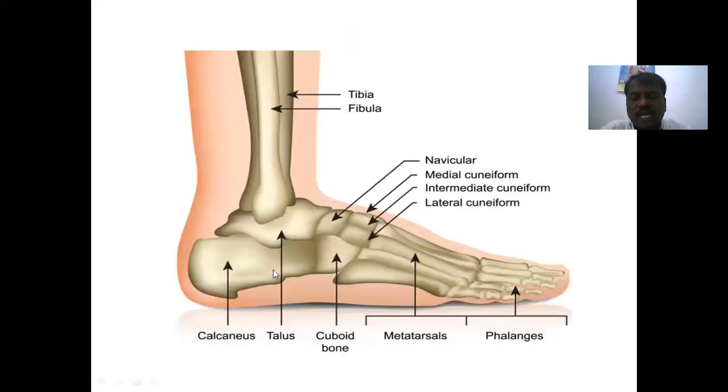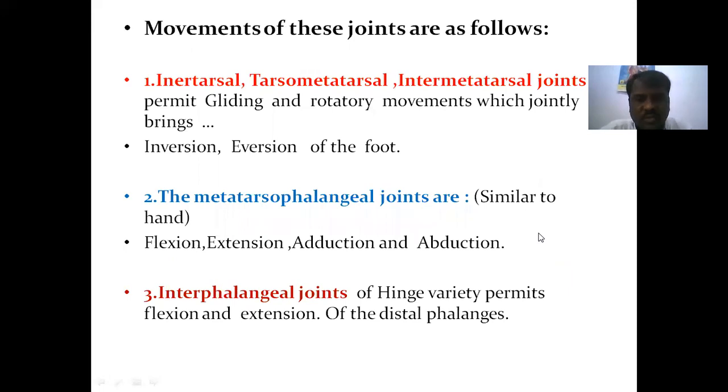See, this is the calcaneum, talus, navicular, cuboid, three cuneiform bones, five metatarsals, 14 phalanges. Movements of the joints are as follows. The intertarsal, tarso-metatarsal, and intermetatarsal joints permit gliding and rotatory movements, which jointly bring about inversion and eversion. So besides gliding and rotatory movements, the main important movements are inversion and eversion of the foot.